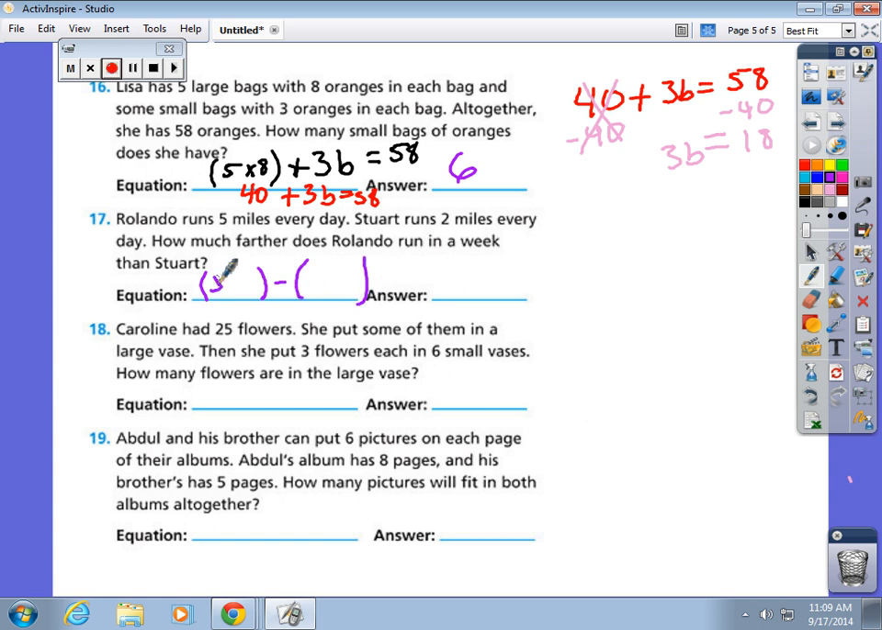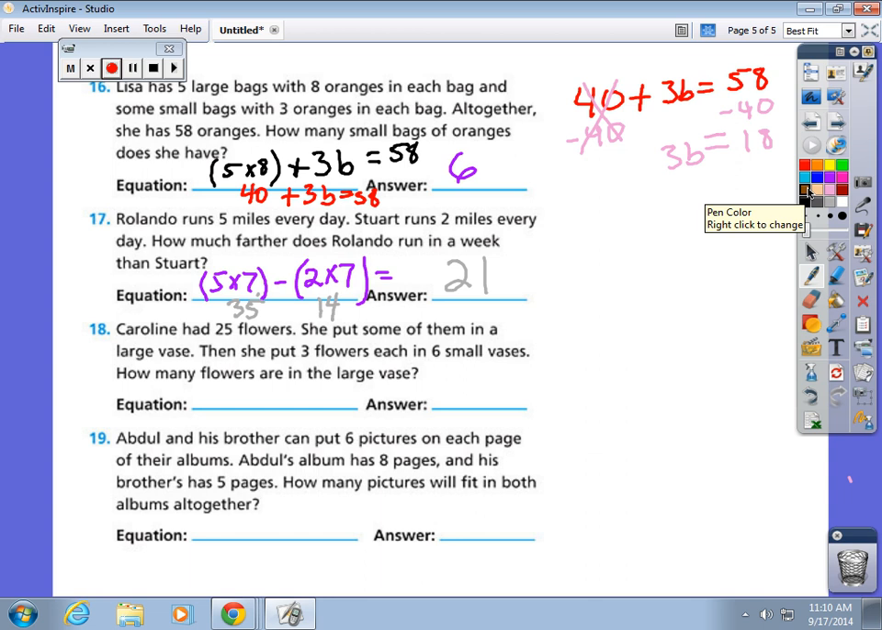Rolando is 5 times 7 days in a week. Stuart, 2 miles times 7 days in a week. That is going to give us 5 times 7 is 35. 2 times 7 is 14. 35 minus 14 is 21. So he runs 21 more miles in his week.